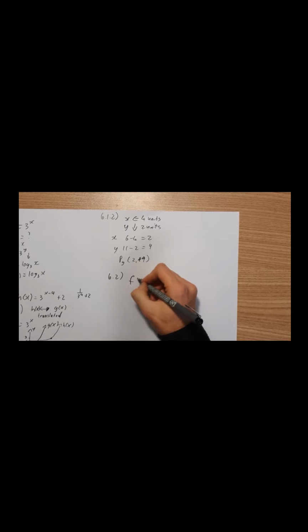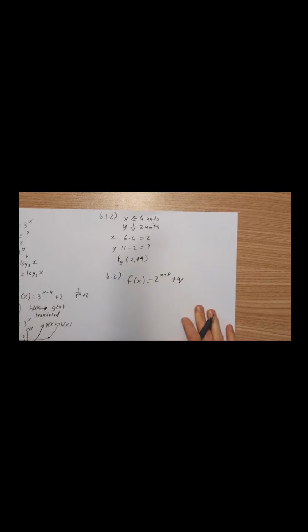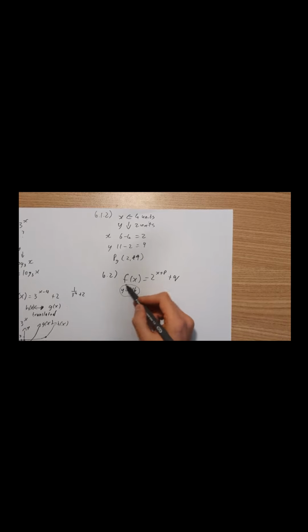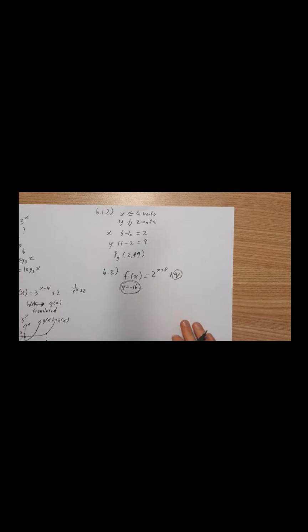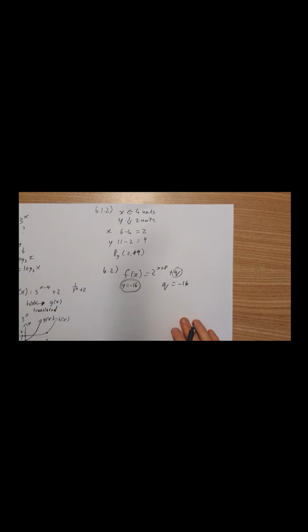Okay, so we have the following: f of x equals 2 to the power of x plus p plus q. Then they tell us that we have an asymptote at y equals negative 16. So the first thing that should be running through your head is that they've given us the asymptote, so we should be thinking of our q value already. Why? Your q value gives you your asymptote for your exponential functions. So q is going to equal negative 16. That one was quite easy, and now we just need to find p.